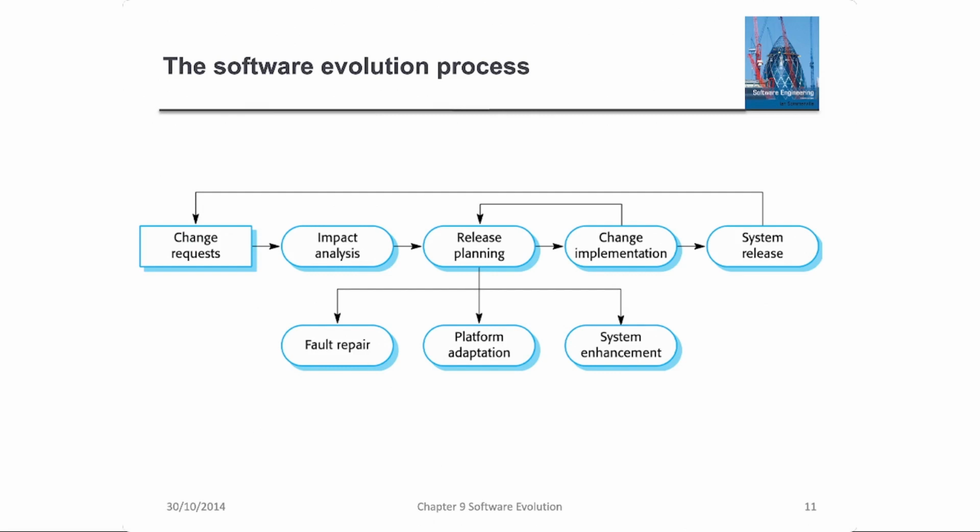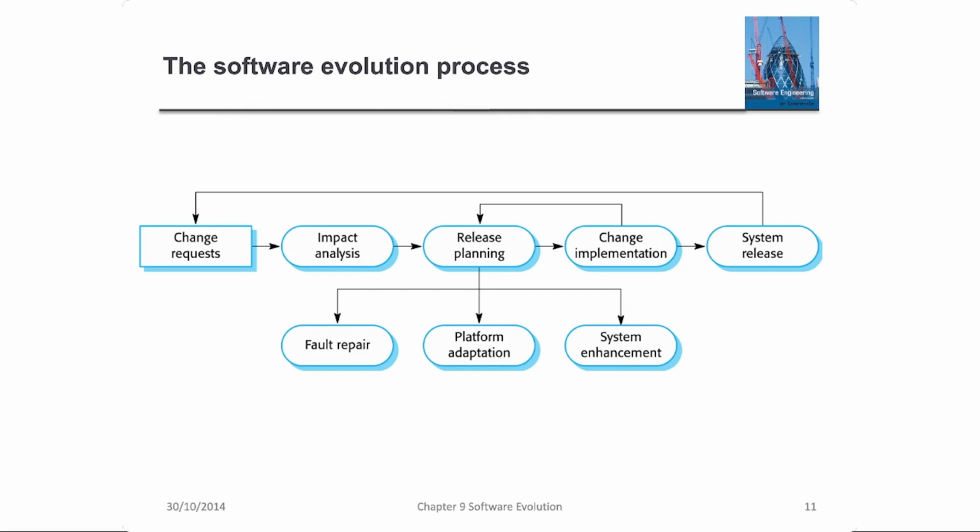or fixes. Then, impact analysis is conducted to understand the implications of these changes on the current system. Next, we have different stages: fault repair, platform adoption, and system enhancement, which represent the types of changes that might be implemented, each addressing different needs for modifications. Then we have release planning, which is crucial for scheduling these changes, ensuring they are rolled out smoothly.